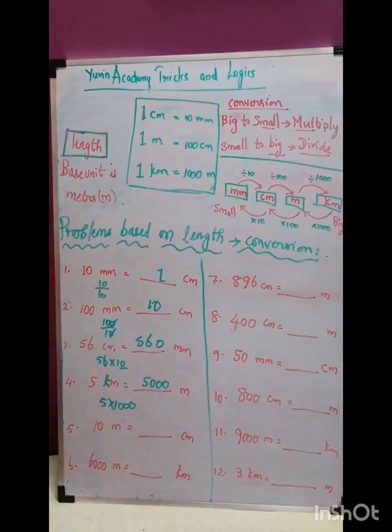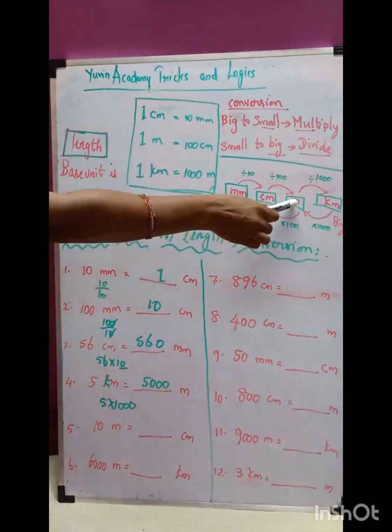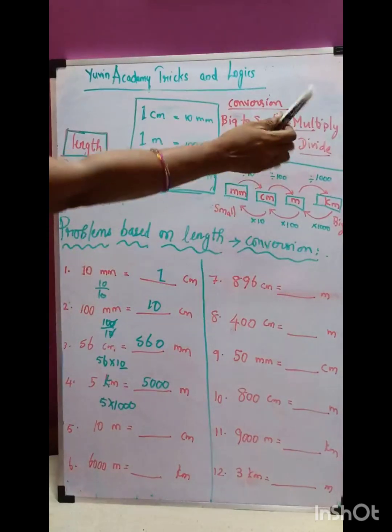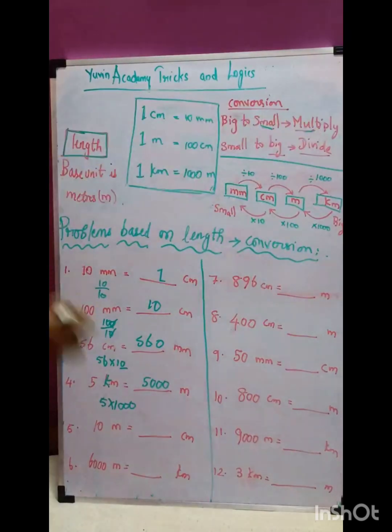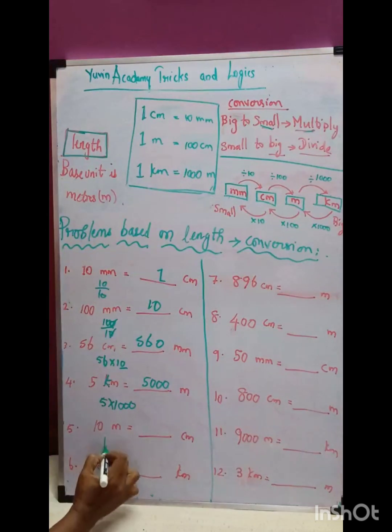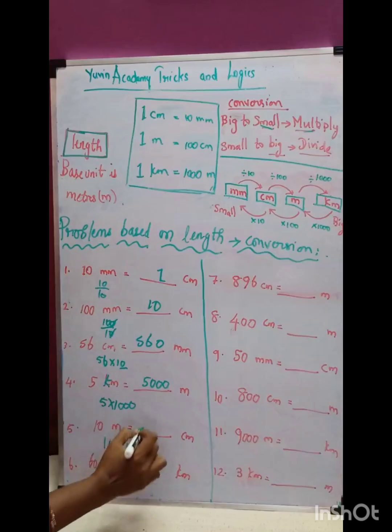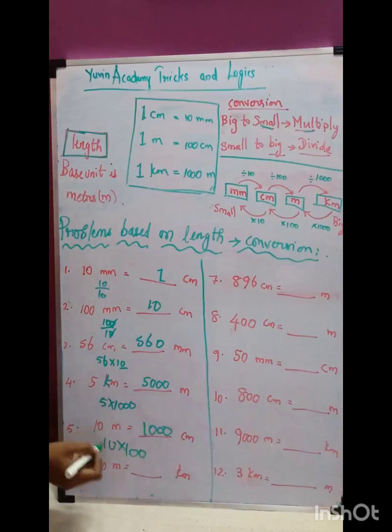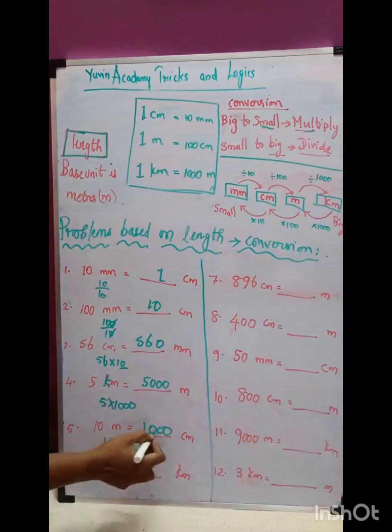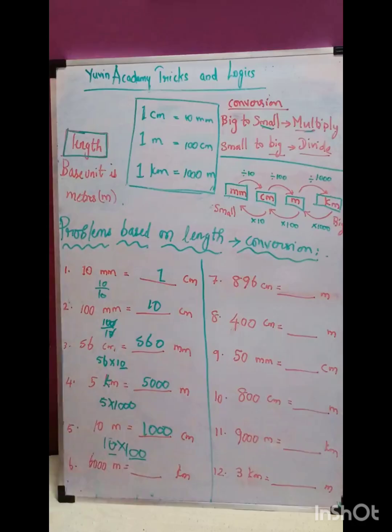Okay. Next one is 10 meter to centimeter. Meter to centimeter, again it's big to small. Big to small means multiply by what? 100. So 10 into 100 is 1000. Here one 0, here two zeros. So put three zeros. That is 1000.